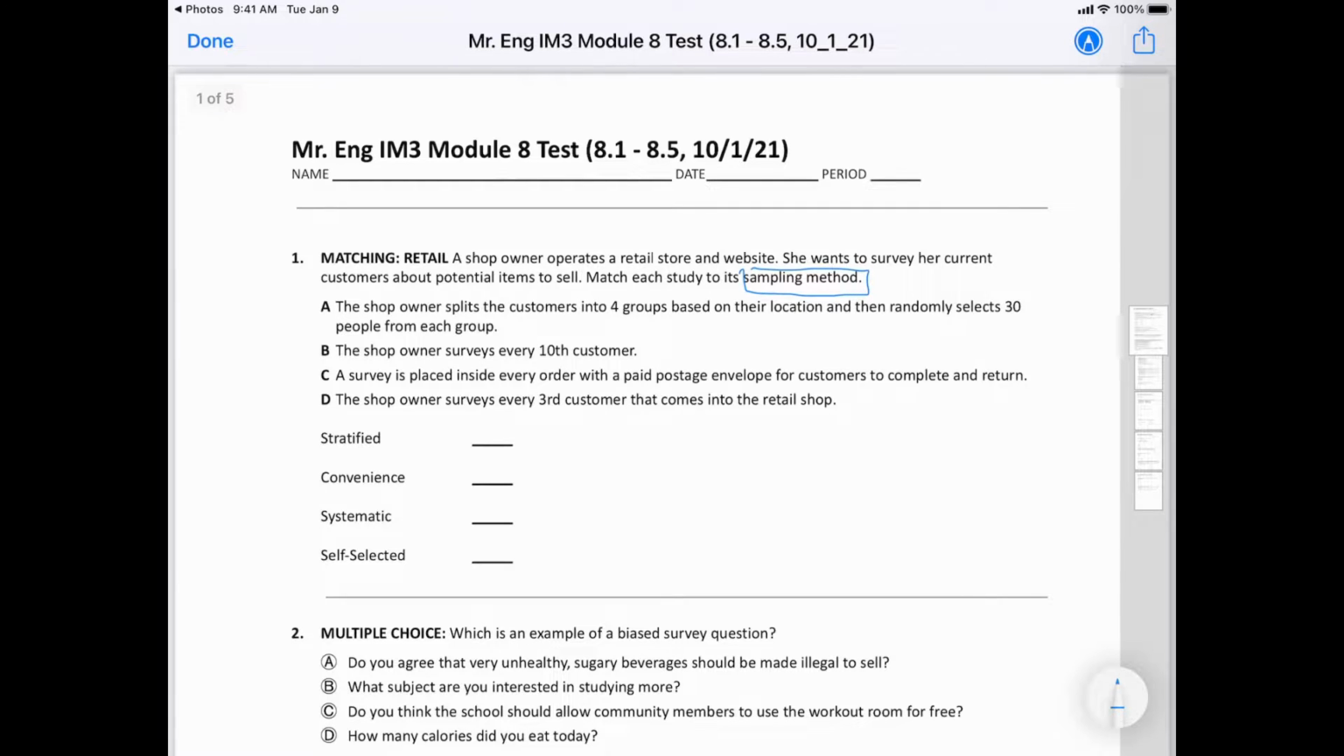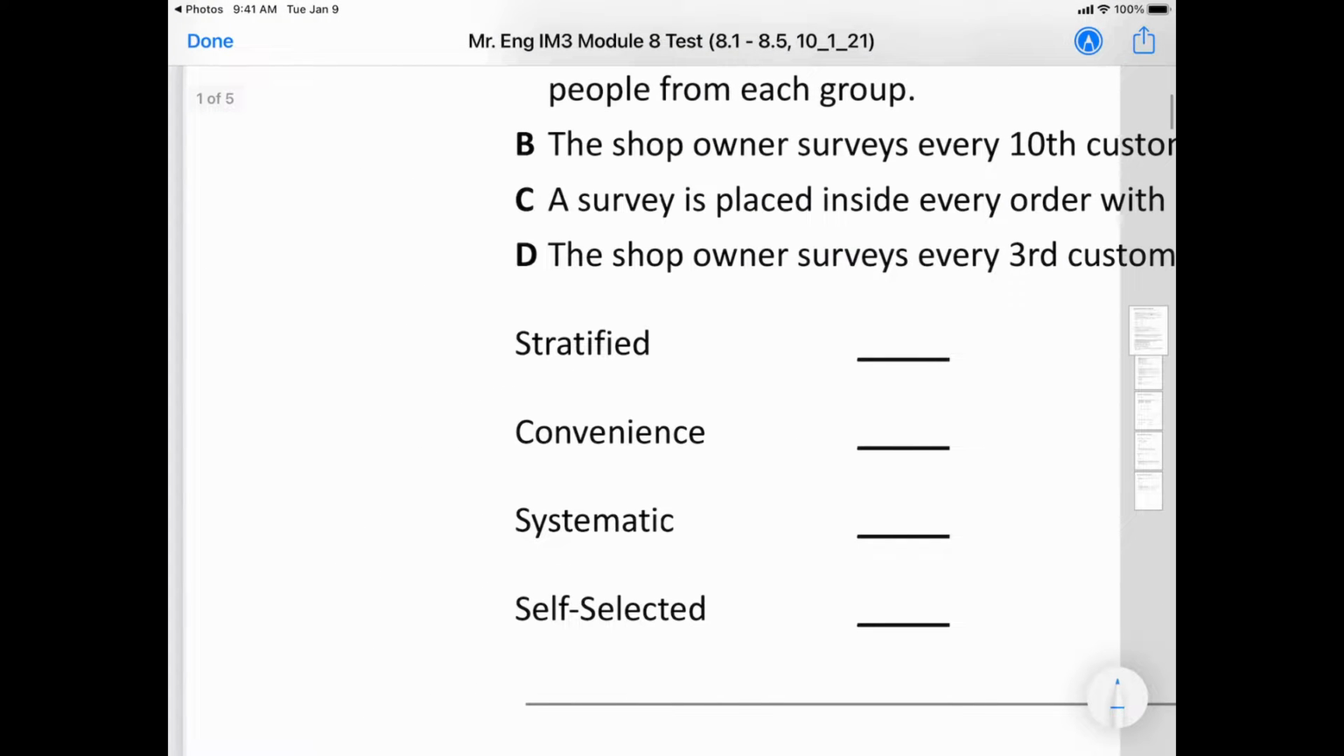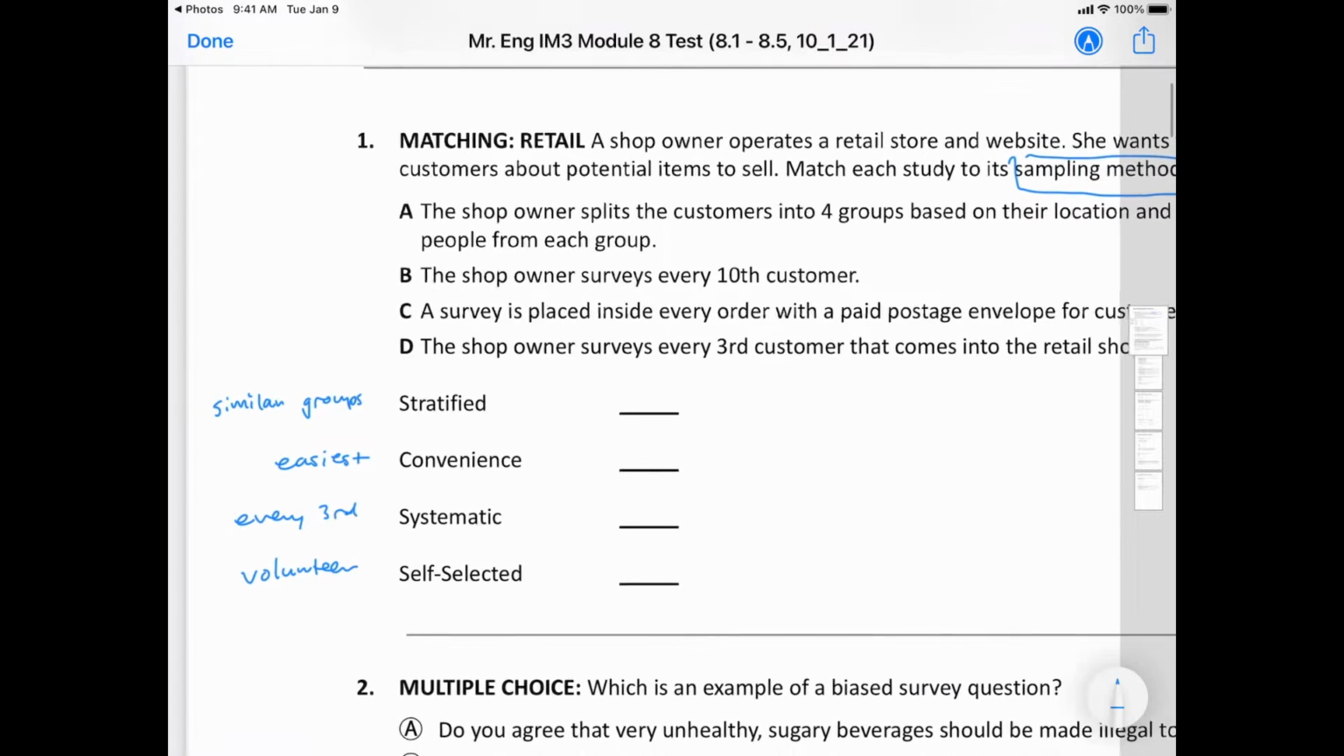What are the sampling methods? Here they are on the sides. I'm just going to write a quick definition of each of these. Stratified means similar groups. Convenience means whatever is the easiest, right? Where I say whatever student walked in the door. Systematic means some kind of like every third person. And self-selected is another word for volunteer. So as we read these, let's go ahead and go through these.